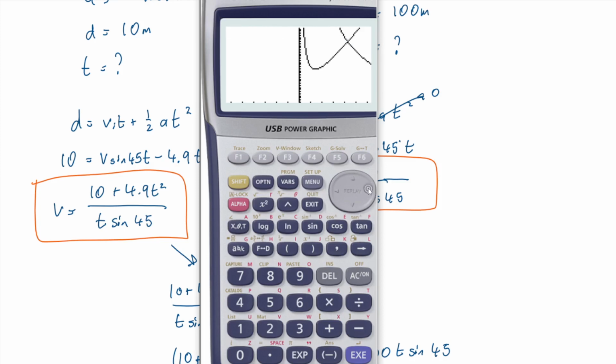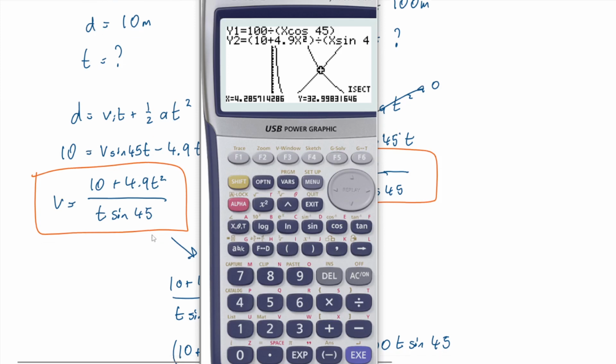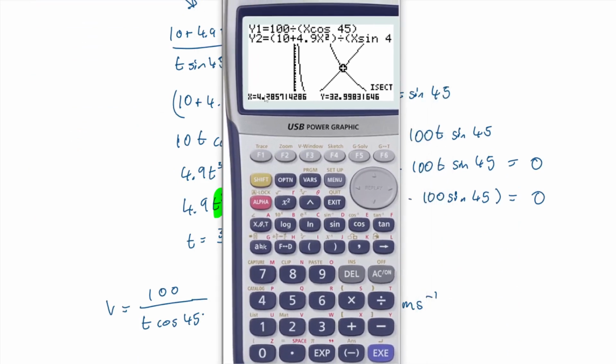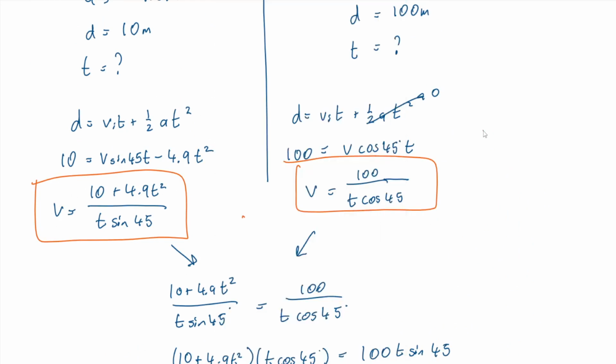So going back up to the right in the first quadrant, we can hit gsolve, ISCT. So this point, x, y, what does that mean? x is actually t in our equation, and y is v. So when time is 4.285, which we worked out to be 30/7, same. The speed, the y value, is about 33 meters per second. Just to check our answer.